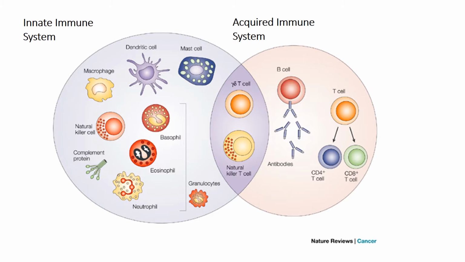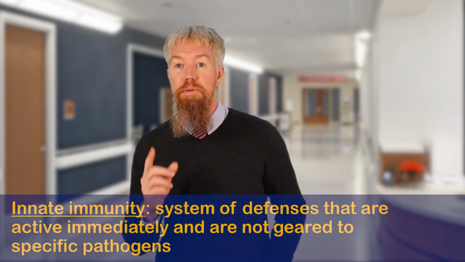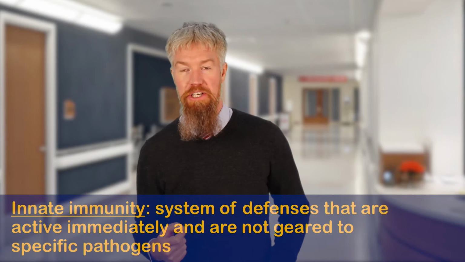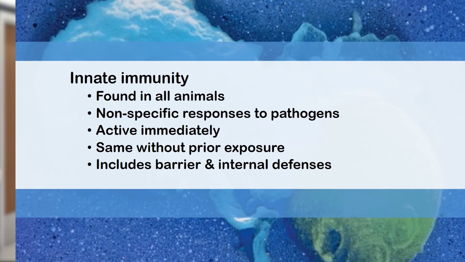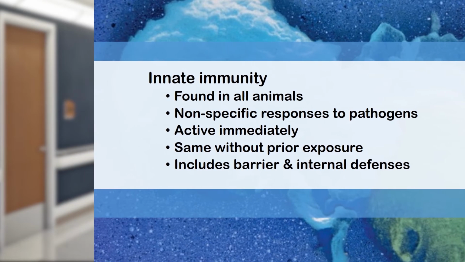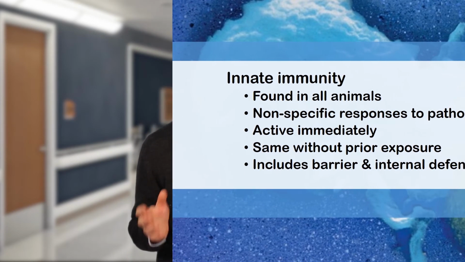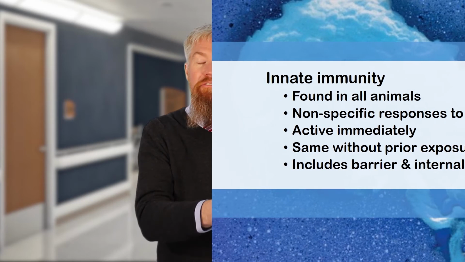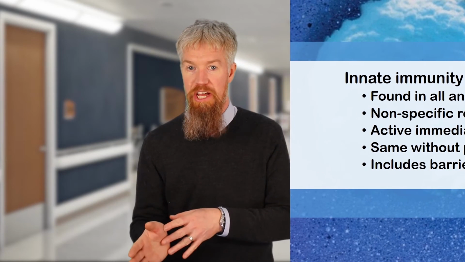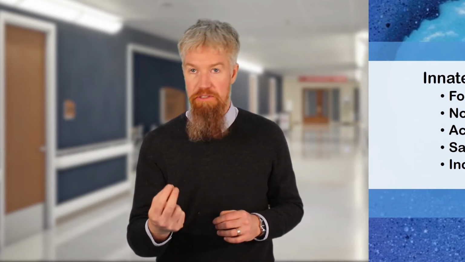The first of these is referred to as the innate immune system. The innate immune system is going to be a system of defenses that are active immediately and are not generally geared towards one specific pathogen. The innate immune system is found in all animals. It has non-specific responses towards pathogens. However, it can recognize varying large subsets of pathogens. So you'll have specific defenses that might target viruses in general, or bacteria in general, or fungi in general, but not geared towards one specific strain of any one of those groups.